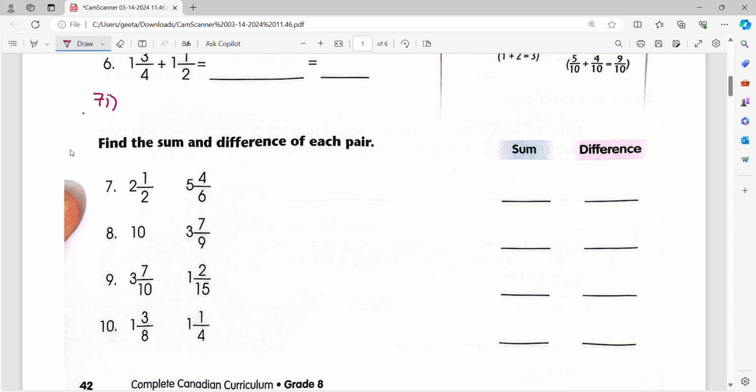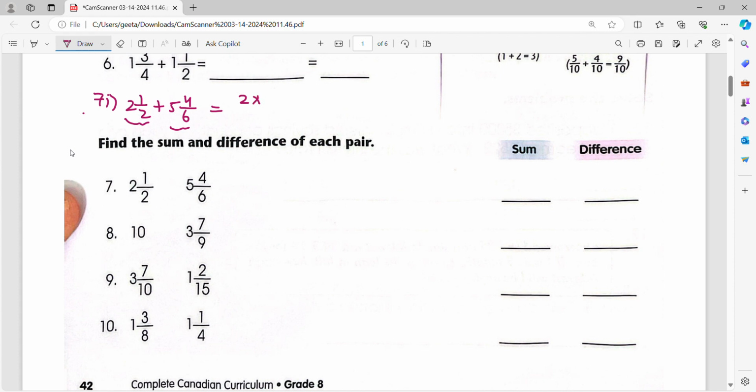I want you to participate in this. First of all, we will solve. We will find out the sum, then we will find out the difference. Both of them are in mixed fraction form, so our first purpose is to solve it. This is the first question, so I'm solving it for you.